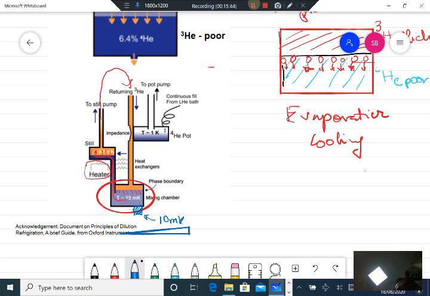In the next lecture, we will add one more stage to the dilution refrigerator in order to bring down the temperature even lower. The dilution refrigerator is already a modern cryogenic technique, and there are even more modern cryogenic techniques which we will discuss in the next lecture.